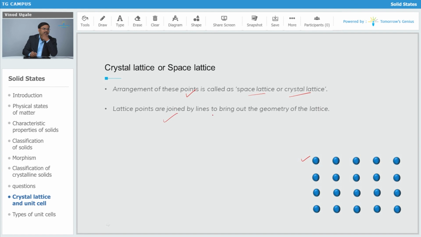Lattice points are joined by lines to bring out the geometry of the lattice. So just now I have shown how we join the centers of these spheres, the lattice points or the constituent particles. We are going to get a different geometry for each type of crystal system. So here we are studying cubic, which in 2 dimensions is a square.